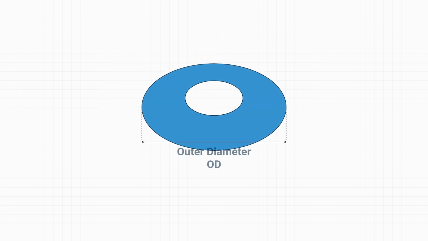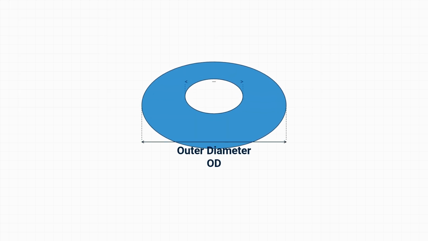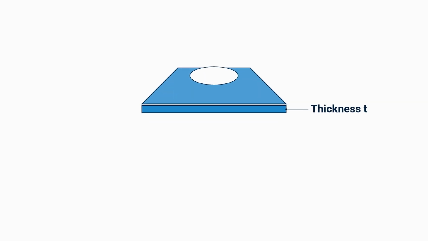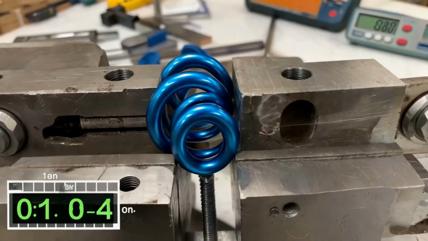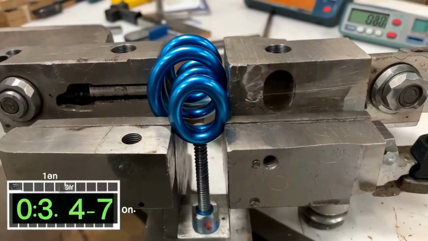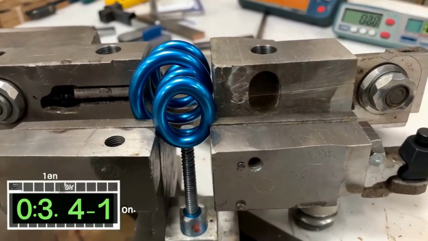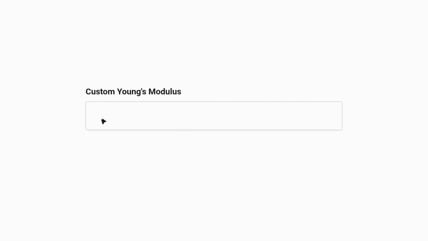Next, enter the outer diameter OD in inches, then the inner diameter ID in inches. Follow this with the thickness T in inches and the height H in inches. There's also an optional deflection field in inches if you want to analyze the spring at a specific compression point. If you selected custom value for material, you'll need to enter your custom Young's modulus in PSI.